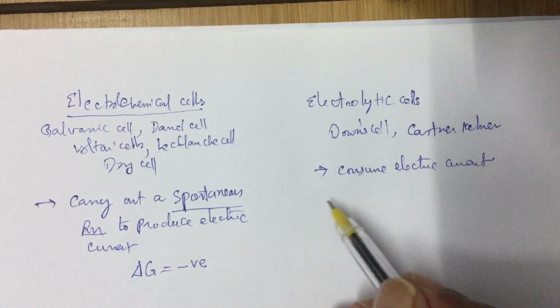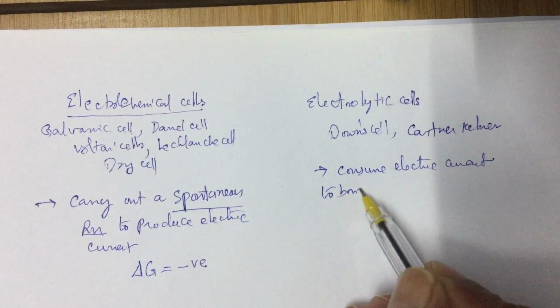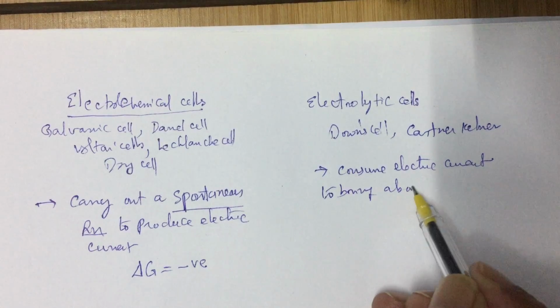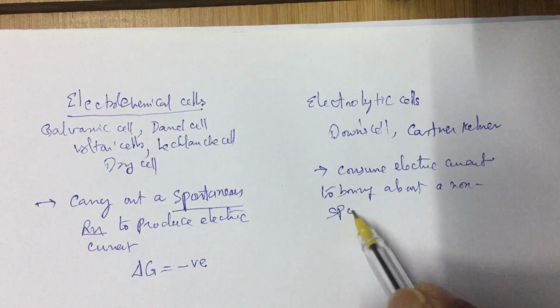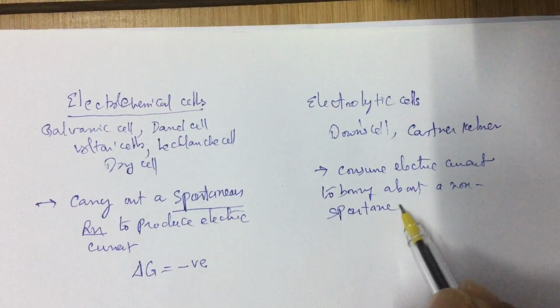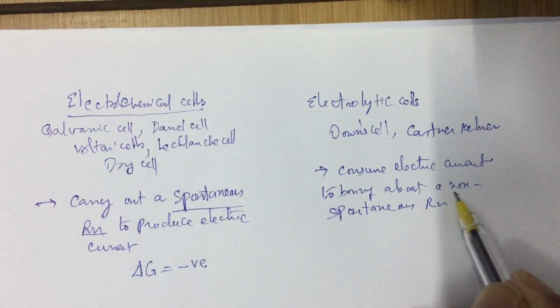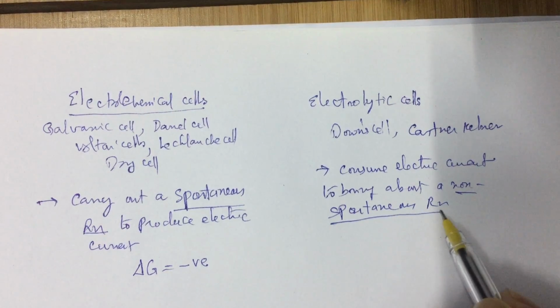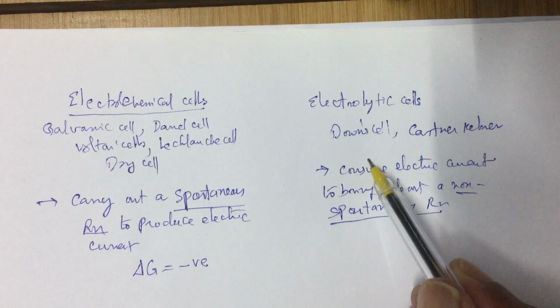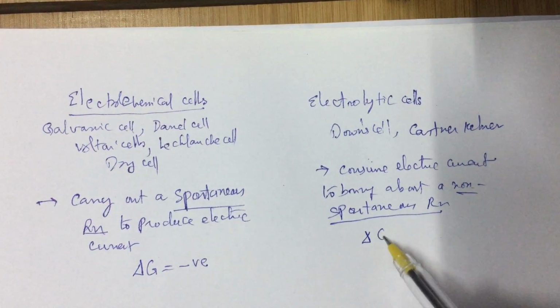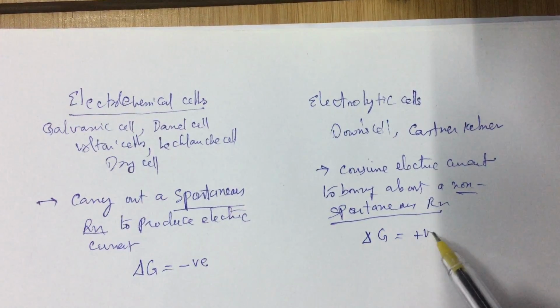Using electric current, we consume electric current in an electrolytic cell to bring about a non-spontaneous reaction. It means normally this reaction will not happen by itself. Now you are forcing this reaction to happen by using electric current. Therefore, in this case, delta G is positive.